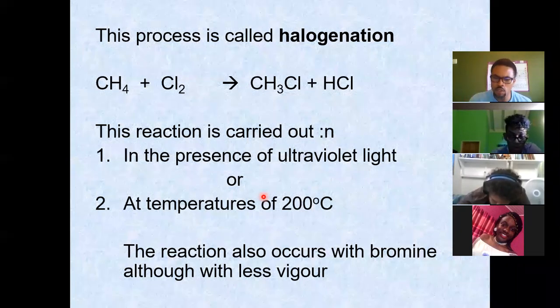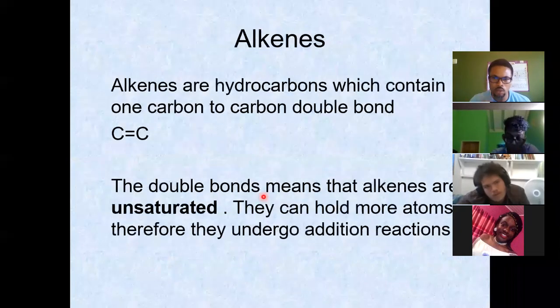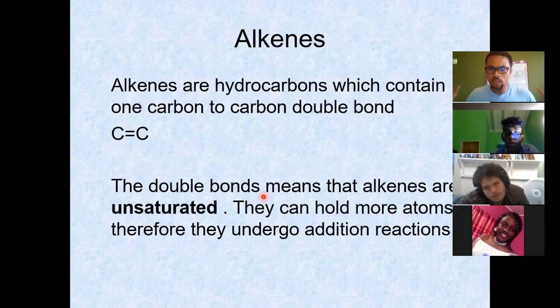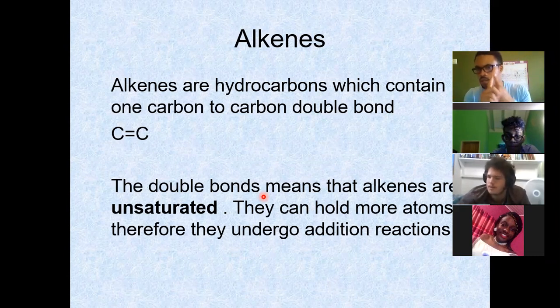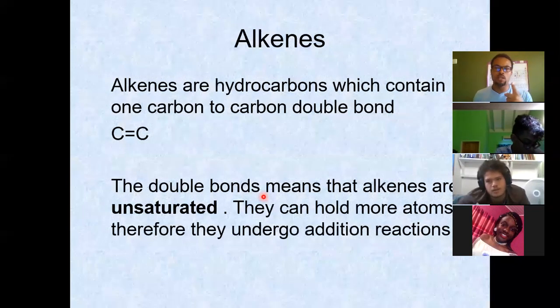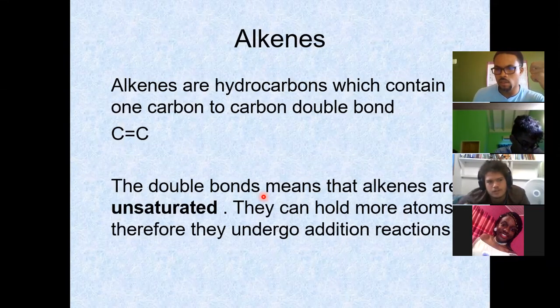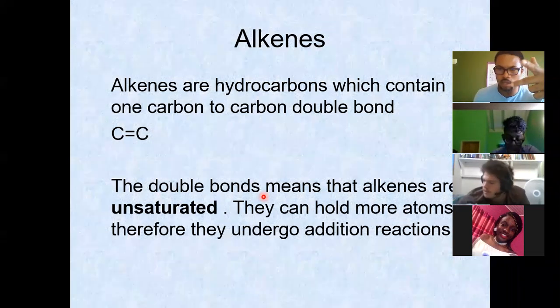All right, so we're going to move on to alkenes now. That's alkanes done already. So what did we learn? Alkanes undergo what type of reactions? The first type is combustion. And the second reaction is what type of reaction? Halogenation, which is what? Substitution. That's correct. So alkanes can undergo combustion reactions and substitution reactions.